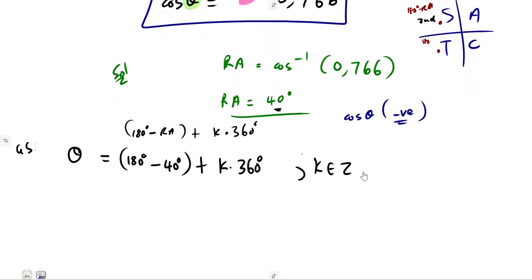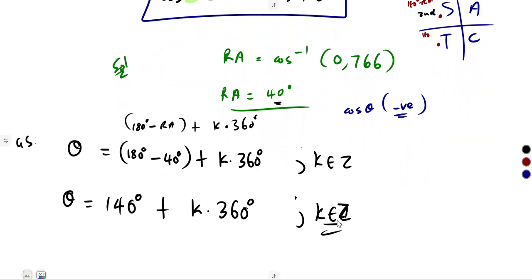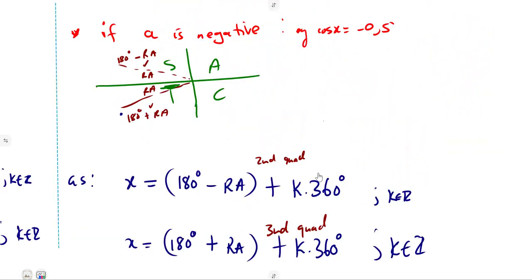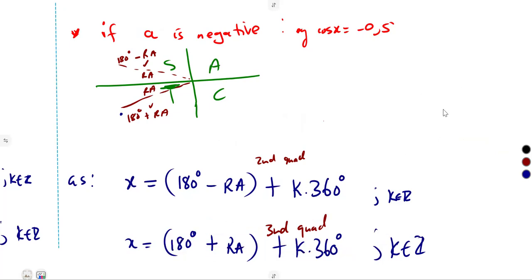So this is our first solution. Let's simplify this and work out the second one. 180 minus 40 gives us 140 plus k times 360 degrees, for all integers. This is the first solution, where cos is negative in the second quadrant. But remember, there is another one that we have in the third quadrant: 180 plus the reference angle this time.